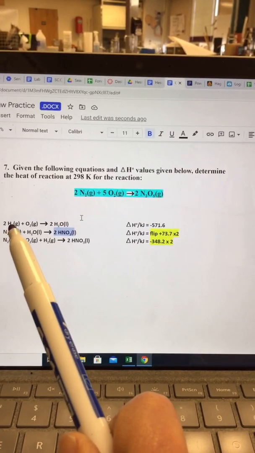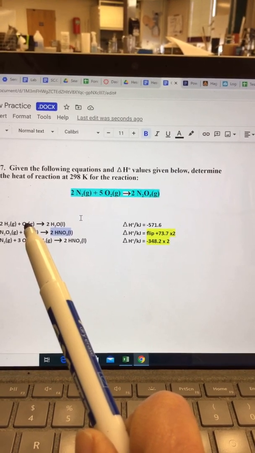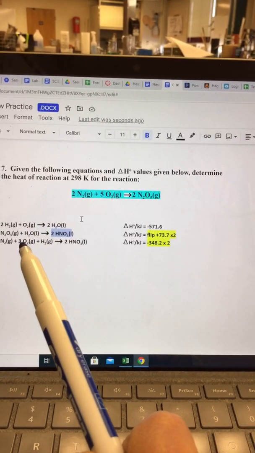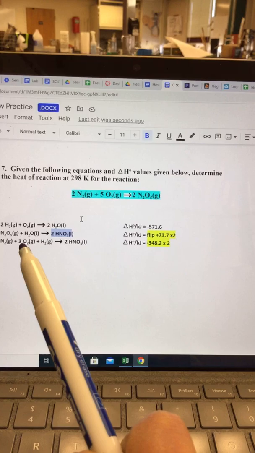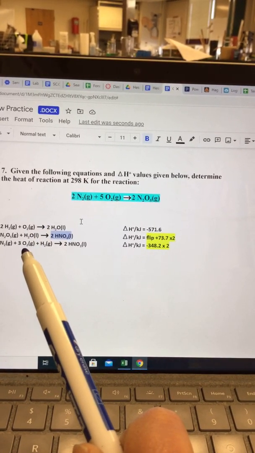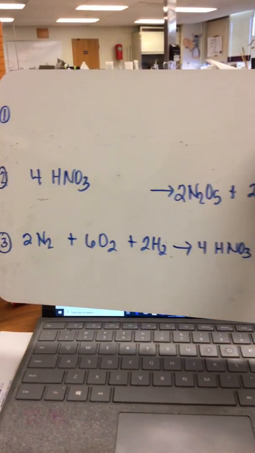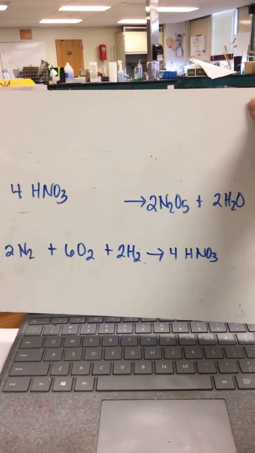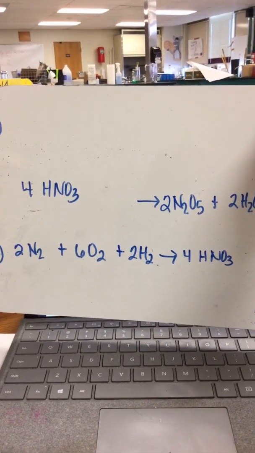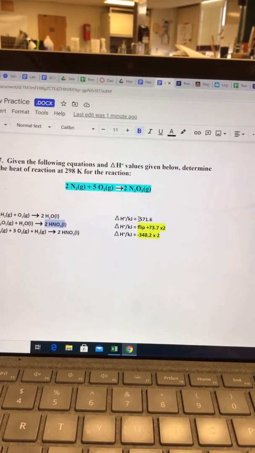I got hydrogens, oxygens, and waters. If I leave this oxygen where it's at, it will add to what has become my 6 oxygens on the bottom. So 6 plus 1 would give me 7 oxygens. I want to have 5 of them because, like I said, on the bottom, I've got 6 of them. So I'm going to flip equation 1 because I need one of these to cancel out.